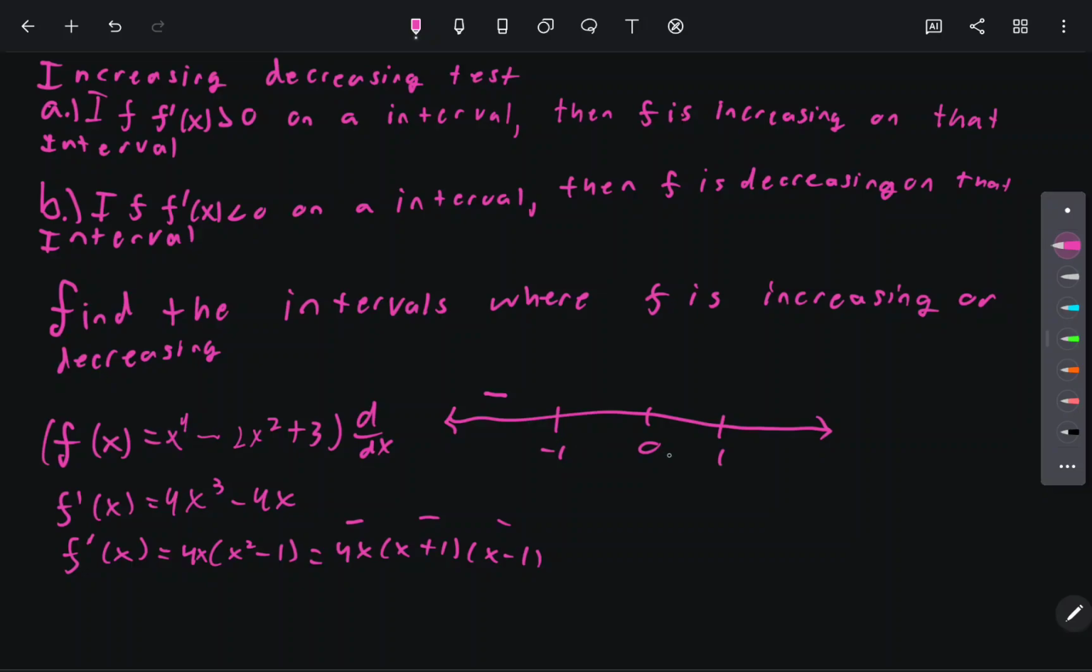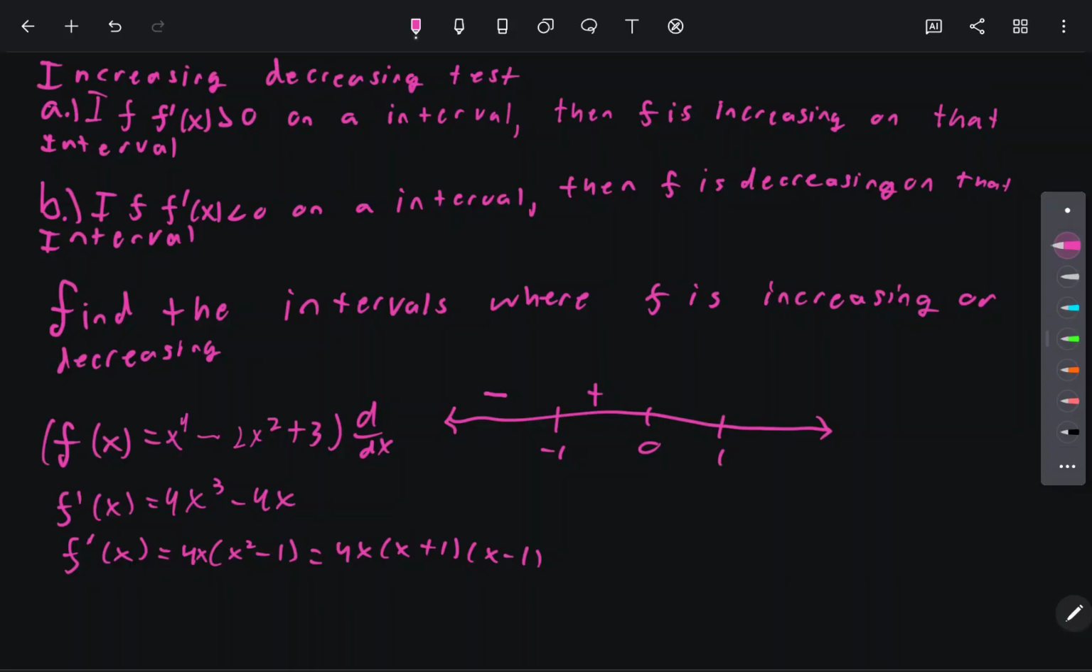Next, from negative 1 to 0, we're now going to plug in negative 1/2. For x, this 4x is going to become negative 2, this is going to be positive 1/2, and this is going to be negative 3/2. So we see that this is going to be a negative times a positive times a negative, so it's going to be positive, or increasing. F prime is going to be positive, or f is increasing, on that interval.